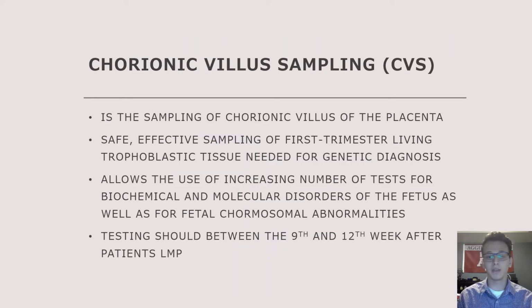Now we get into chorionic villus sampling. What is chorionic villus sampling? CVS is the sampling of the chorionic villi of the placenta. It's a safe and effective sampling of the first trimester living trophoblastic tissues needed for genetic diagnosis. It allows the use of an increasing number of tests for biochemical and molecular disorders of the fetus, as well as for fetal chromosomal abnormalities. We should do CVS sampling between the 9th and 12th week after the patient's last menstrual period.